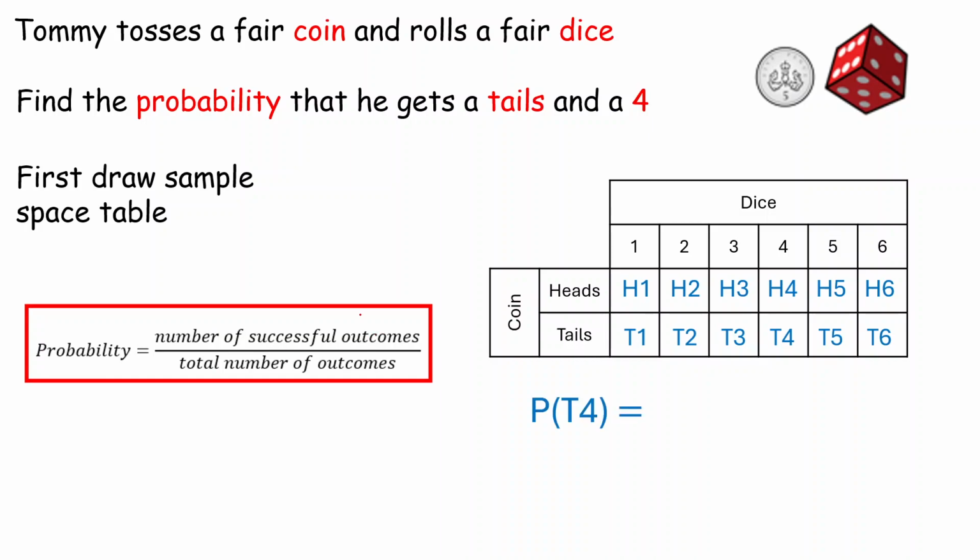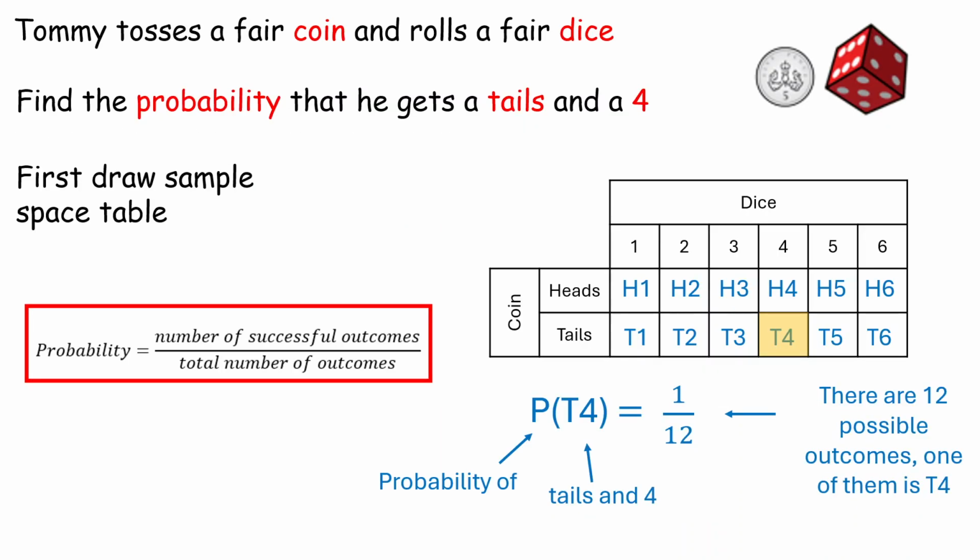And just to remind us, probability is the number of successful outcomes, what you're looking for, over the total number of outcomes. So we can say here that the probability of getting a tails and a four is equal to, well, the number of successful outcomes is just going to be one. So one over your total number of outcomes. You've got 1, 2, 3, 4, 5, 6, 7, 8, 9, 10, you've got 12 outcomes in total. There's only one tails and a four, and there's 12 different outcomes in total. So the probability is 1/12. And that's it. This table makes it a little bit easier to see what is going on.